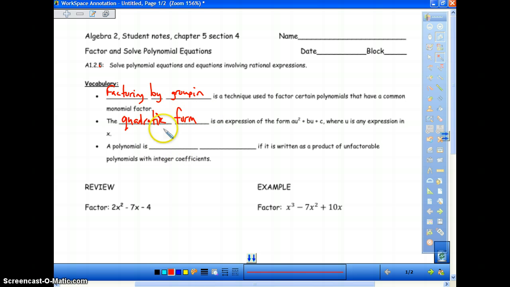And then the very last thing is, a polynomial is factored completely if it is written as a product of unfactorable polynomials. In other words, if you cannot factor it, if you can't break it down any more, then it is factored completely. So you will see that term come up pretty often when someone's teaching it to you, or maybe when I'm saying it. When I say it's factored completely, it means it can't be broken down anymore.